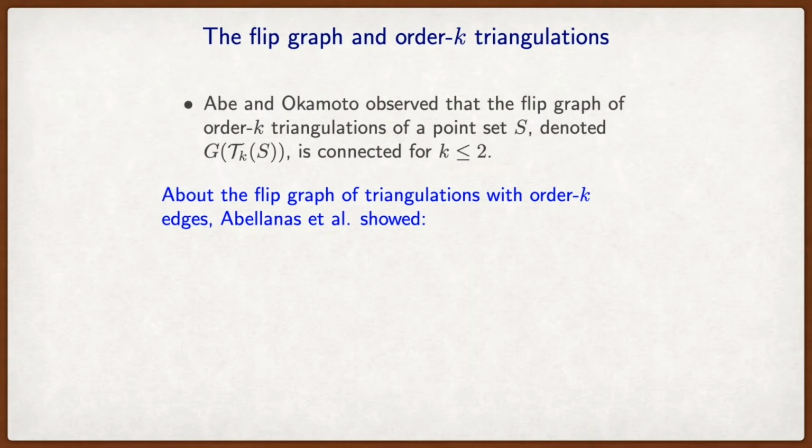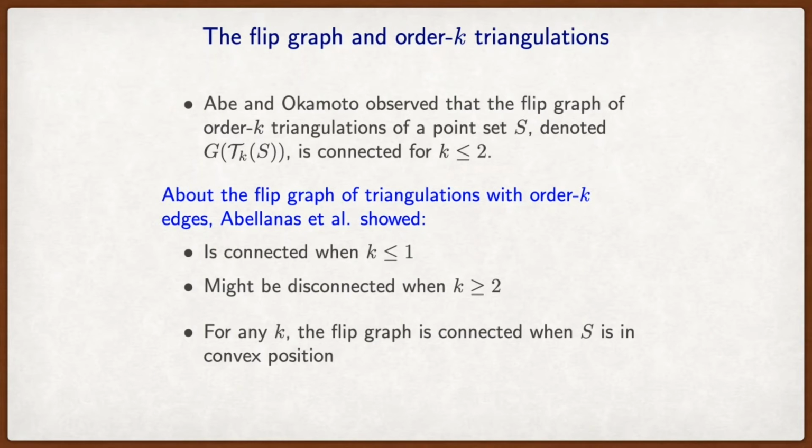Now, Avellanas and others showed that the flip graph of triangulations defined by order K edges is connected when K is at most 1, but it might be disconnected for K greater than 1. However, when the point set is in convex position, they show that the flip graph is always connected.